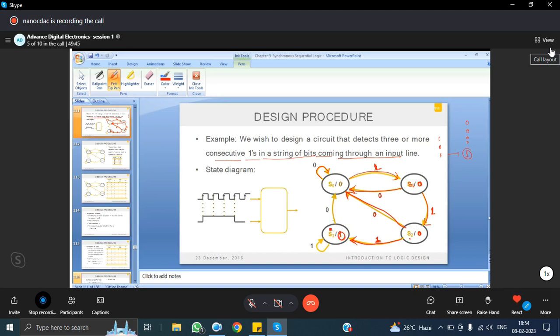Now it will reset again. Or suppose the input is 1, it will again go back to the same state. So this is the detection of 3 consecutive ones. Then we will get the output equal to 1. This way you have to draw the state diagram.